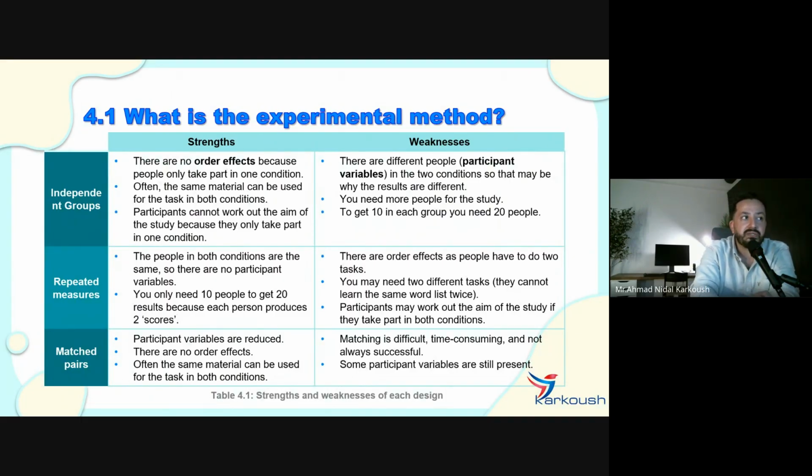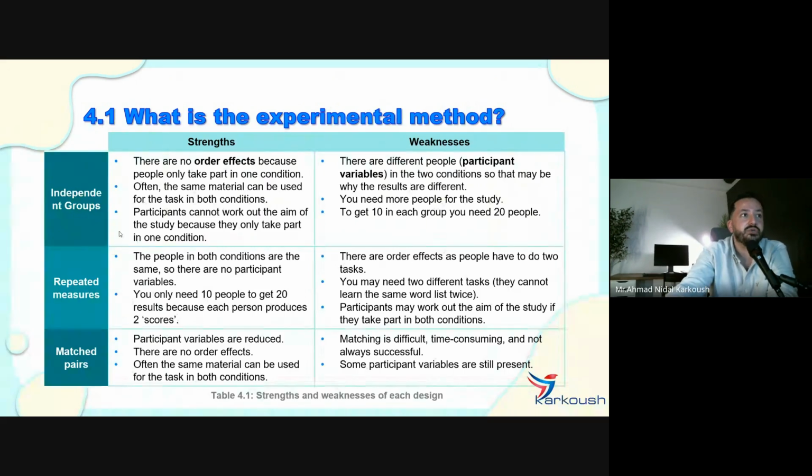Now, the matched pairs, the strength of it is participant variables are reduced. There are no order effects. It's the same material, and it can be used for both people. Matching is difficult, time-consuming, and not always successful, and some participant variables are still present. Do I need to know this by heart? Yes, you do. You really do.